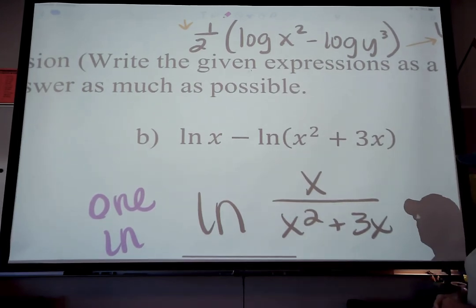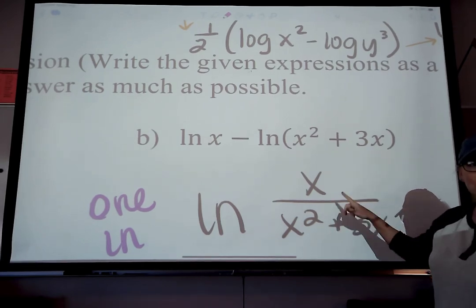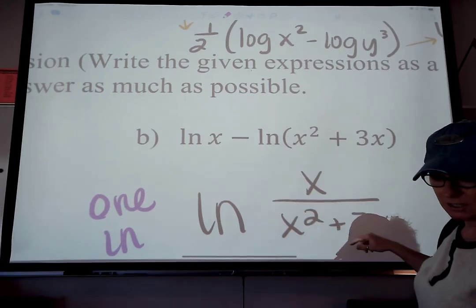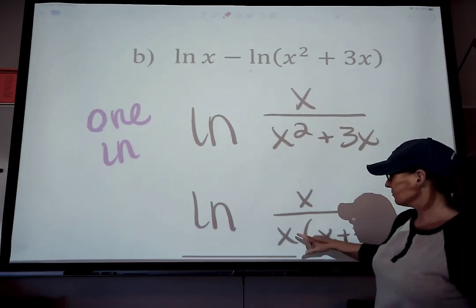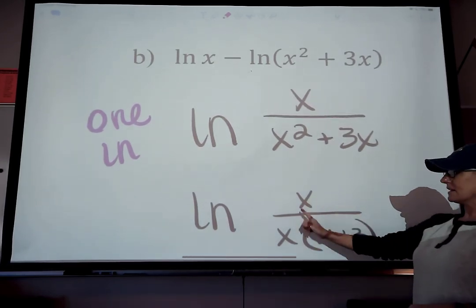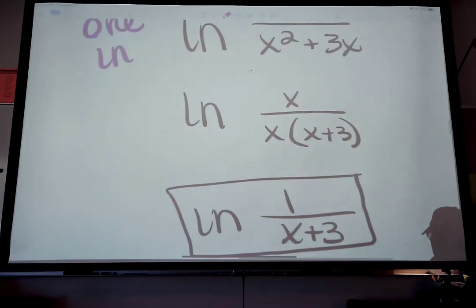And then I was like, oh wait, look, they all have an x on them. Every single one of my terms has an x on them. So still one logarithm. I decided to factor out an x from here, and then these x's can cancel. And that's my final answer.